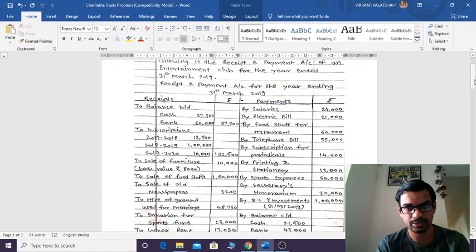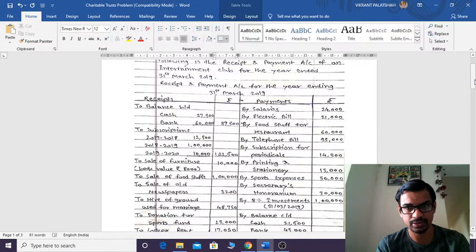And how much is everyone paying as subscription? 500. So 225 into 500, how much is the amount? 1,12,500. So that amount should be transferred to the outer column. But before that, we have to make some adjustments. Whenever you are writing the amount of subscription, two things you have to add and two things you have to less.